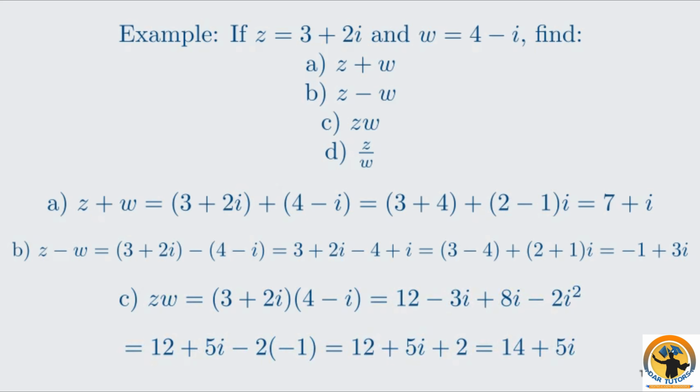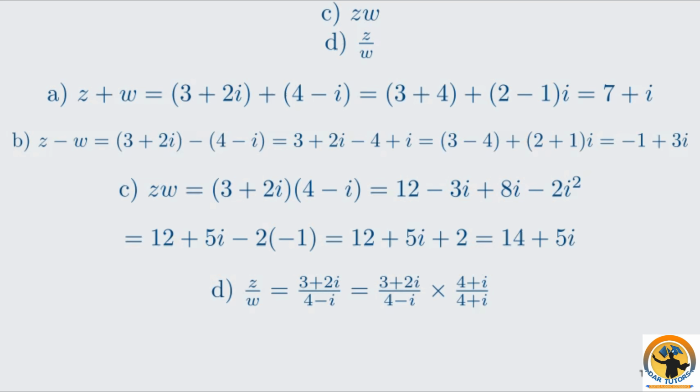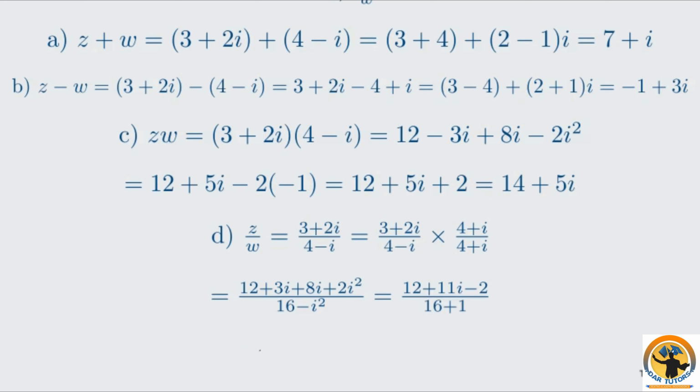Finally, the quotient. To find z divided by w, we have 3 plus 2i over 4 minus i. We multiply the numerator and denominator by the conjugate of the denominator, which is 4 plus i. The denominator becomes 16 plus 1. The numerator, when expanded, is 12 plus 3i plus 8i plus 2i squared. This simplifies to 10 plus 11i over 17, or written in standard form, 10/17 plus 11/17 i. You can use your GDC to check these results.